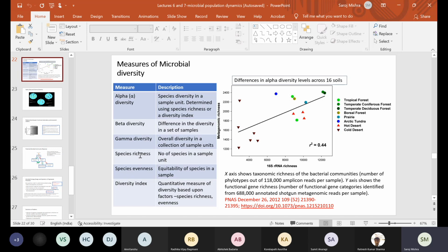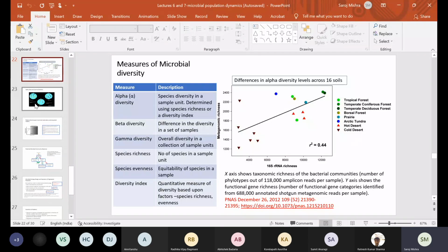Species evenness, that means let's say there are 100 different species. One of the species is represented by 25 organisms, but the other species is only represented by 2. That means there is an unevenness in the species. But let's say there are two species, both of them represented by an equal number of microorganisms. You have 25, you also have 25 of the other one. That means this is evenly distributed. That is what we mean by species evenness. So that is also another way of measuring microbial diversity. So all of these parameters can be used.